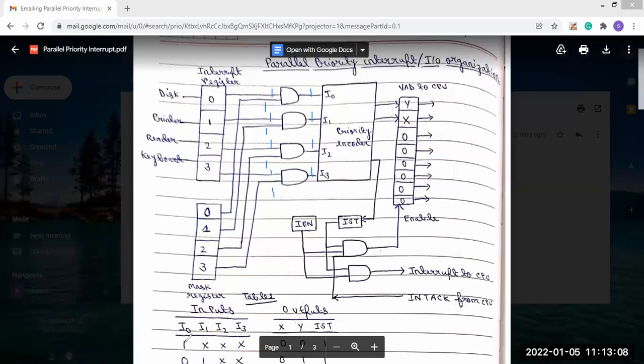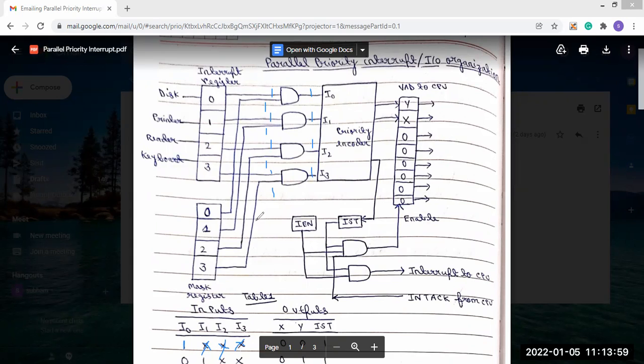That's why here you see that I0 is for the disk. If it generated the interrupt, then whether the other devices, that is printer, reader, keyboard, are present or generated the interrupt or not, we do not have to look at that. That's why you see we have used X, X, X. That means the highest priority device generated the interrupt, so we will check omitting the other devices.